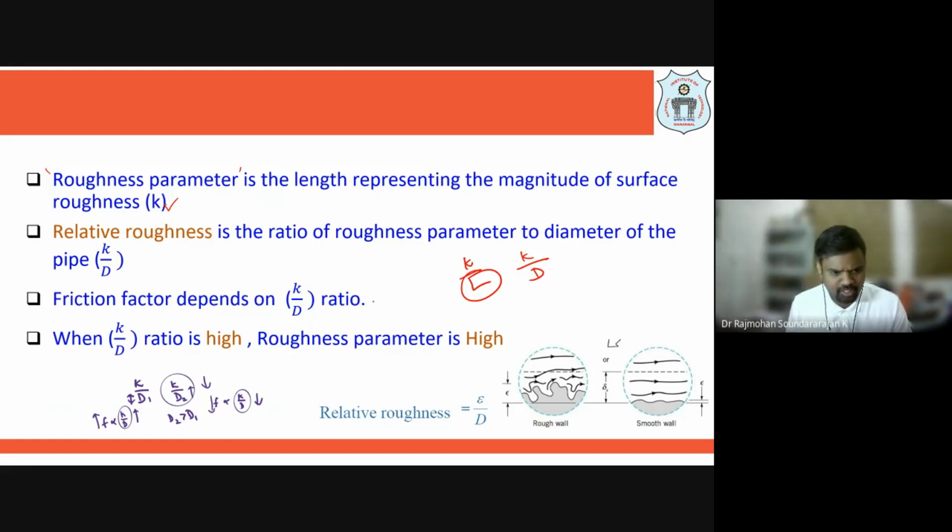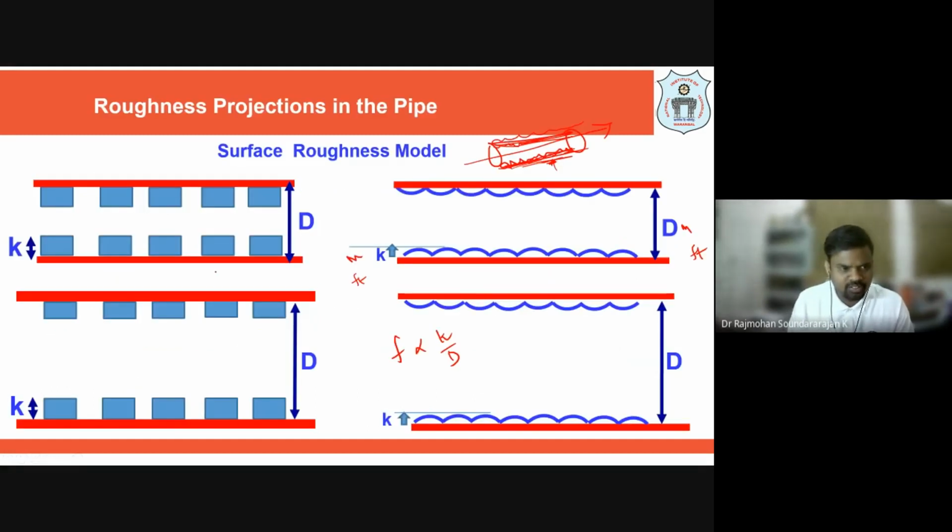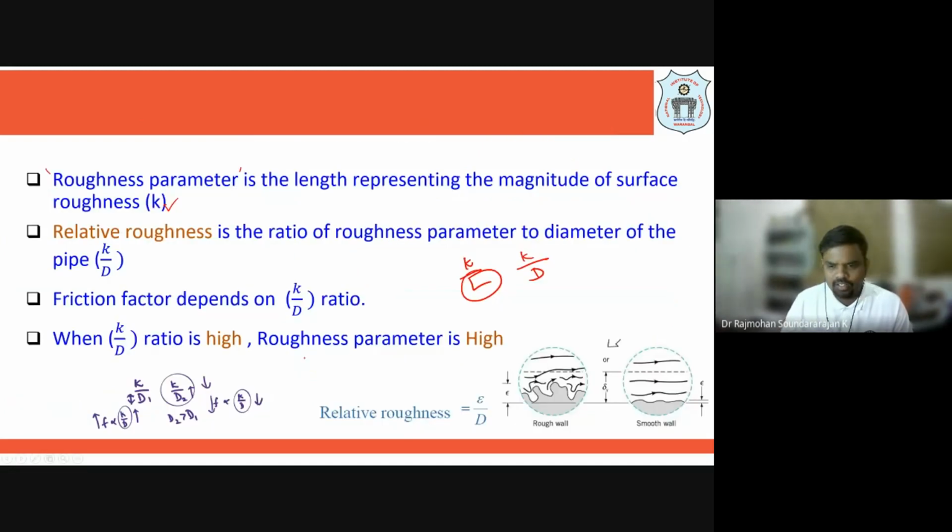How is it depending on it? For example, why we are showing you this diagram is that K is the same value, but the diameter is different. How does it affect the friction factor? Here also, whatever the model, either this model or this model, we have a small diameter pipe and a larger diameter pipe. So when the diameter is small, what is the effect? When the diameter is high, what is the effect? We can try to visualize.